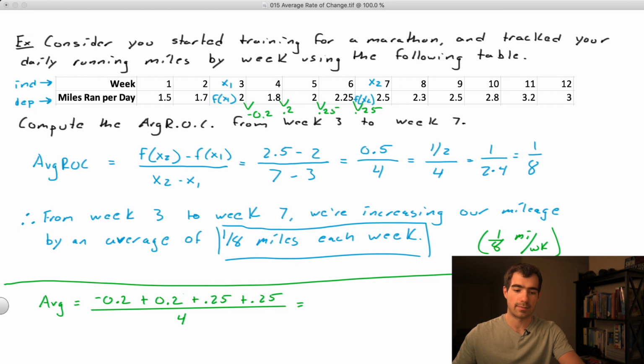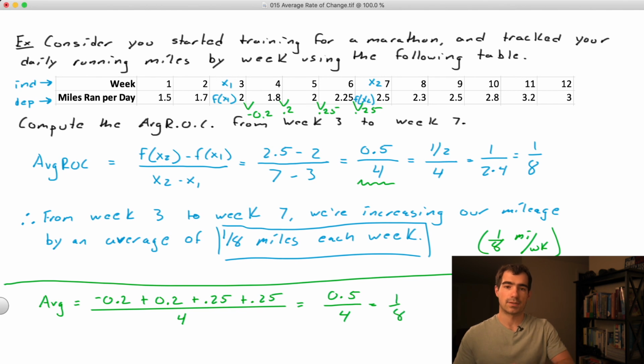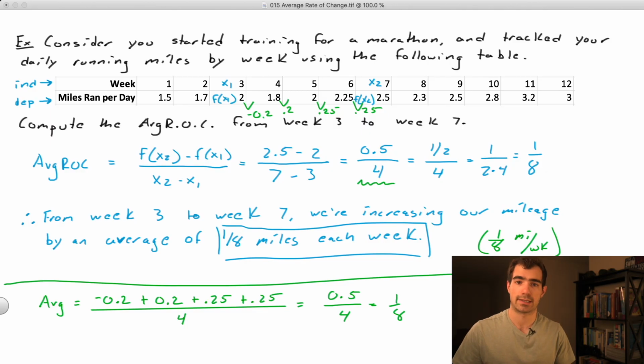And this sum up top, negative 0.2 and 0.2 would cancel out, and then we've got 0.25 plus 0.25, which equals 0.5 divided by 4, or exactly the same thing that we found up here, which is equal to 1/8. And so either way that we slice this, either thinking of this as the slope of the line between those 2 points and computing it with the average rate of change formula that we found, or treating it like an average as we previously have thought and used that word, we're going to get to the same thing, at least in the context of a data table like this one.